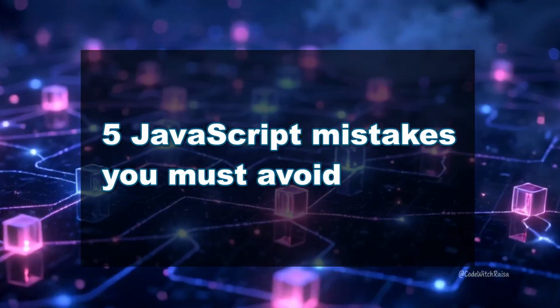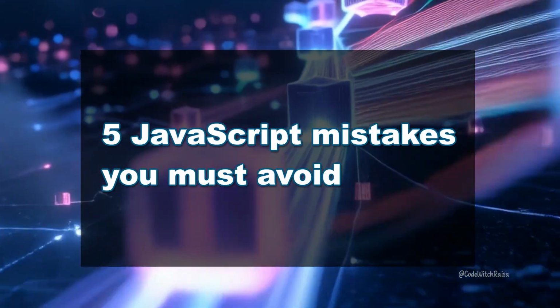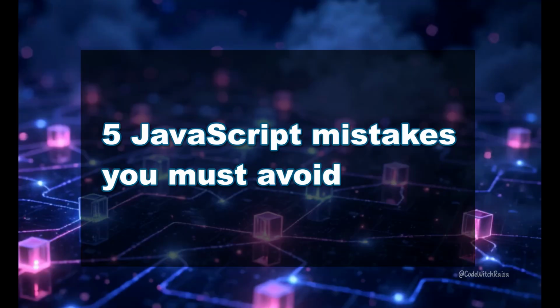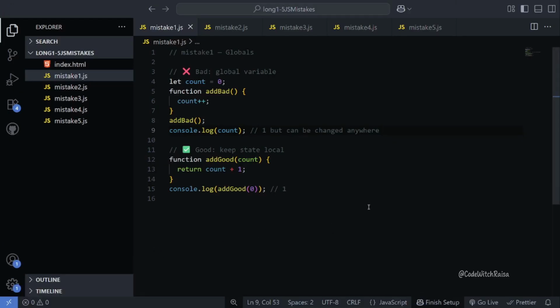Today we're going to look at 5 common JavaScript mistakes that can make your code harder to read, test or maintain. And I will show you how to fix them. Let's jump right in. First mistake, using global variables.